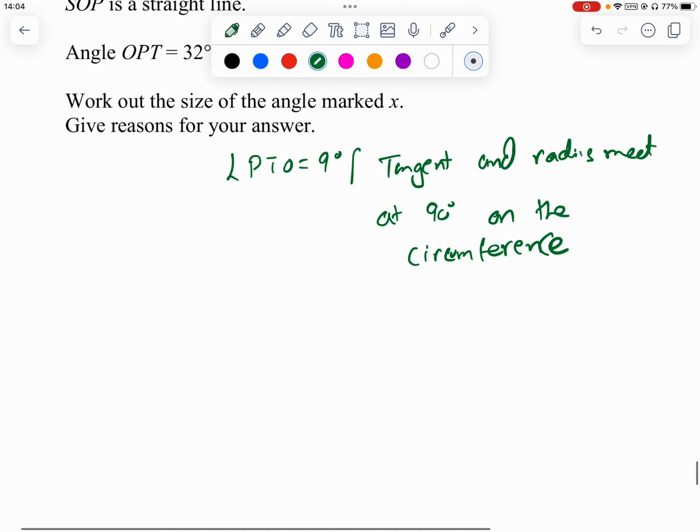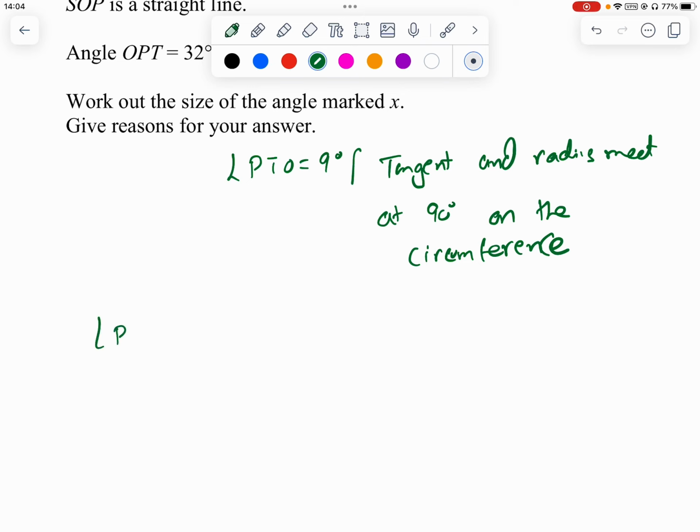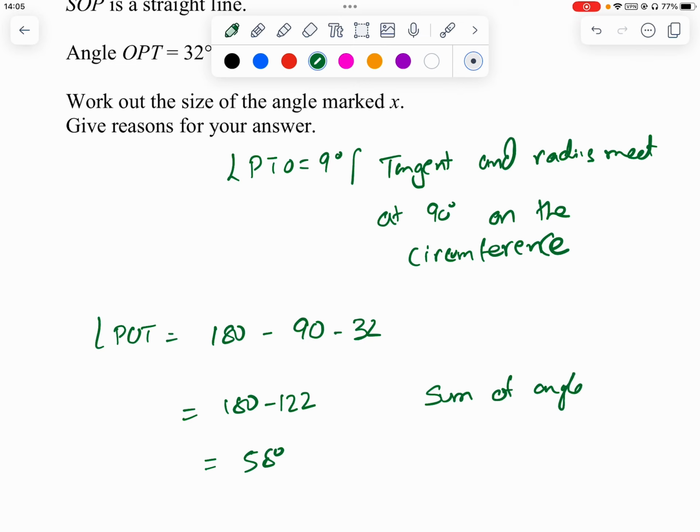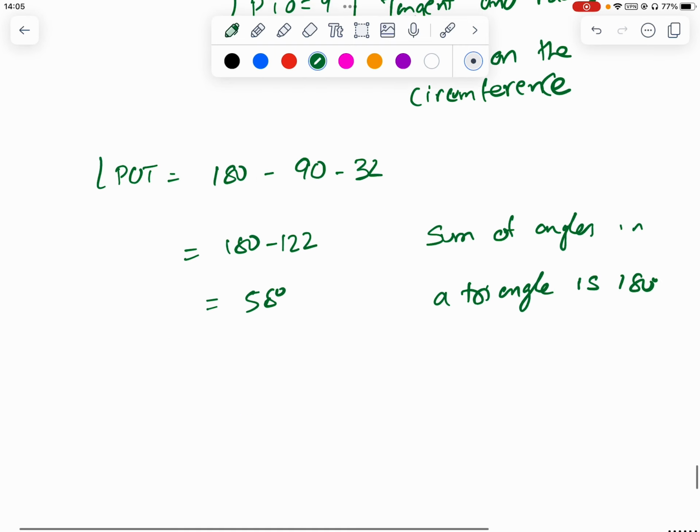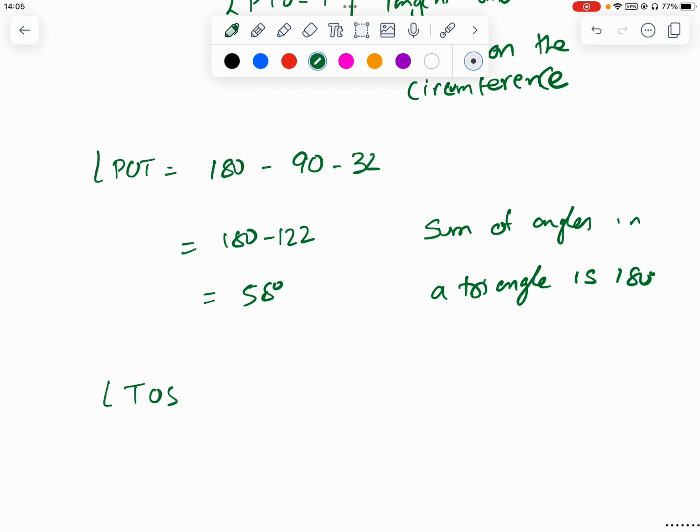Next, angle POT. So angle POT equals 180 minus 90 minus 32, which is 180 minus 122, which is nothing but how much? 58 degrees. The reason is the sum of angles in a triangle is 180 degrees. Next, angle TOS. 180 minus 58, which equals what? 122 degrees. Because what am I going to write? Angle in a straight line.